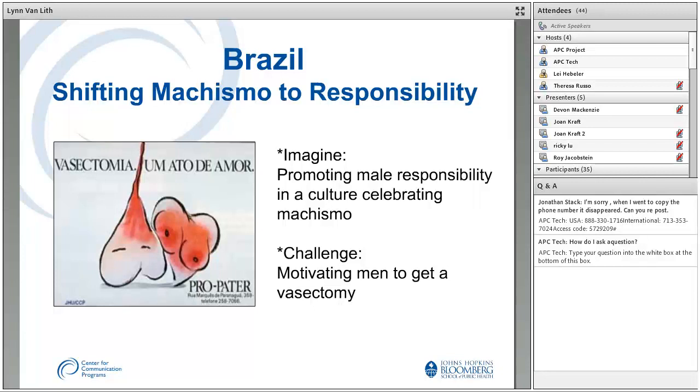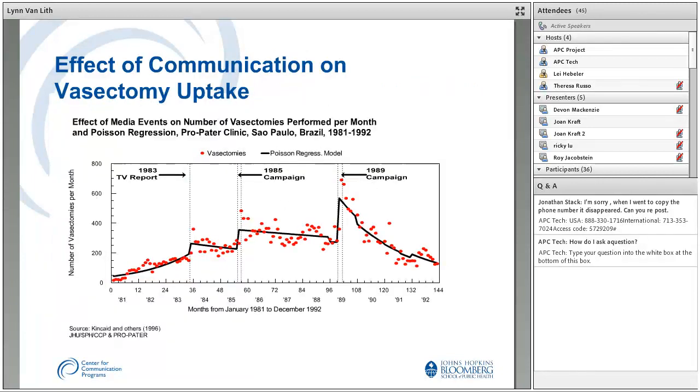So if we move to the next slide, the focus in Brazil was really shifting machismo to responsibility. And Brazil considers itself one of the most macho of machismo countries. And so the idea here was to use playfulness and creativeness within the Brazilian culture to design a campaign to really motivate men who, with their partner, had decided to limit, to consider and use a vasectomy as a couple's choice of family planning method.